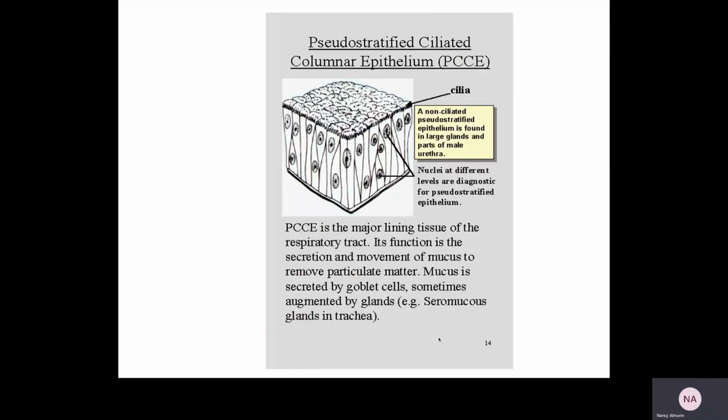Now, we do have a couple of these outlier epithelial tissues. One of them is pseudostratified columnar epithelium, and in this case it's ciliated, so you get the word ciliated in there. Pseudostratified columnar epithelium is the major lining of the respiratory tract. And it will have goblet cells associated with it, and it will also have cilia.